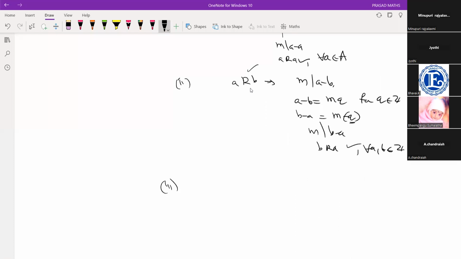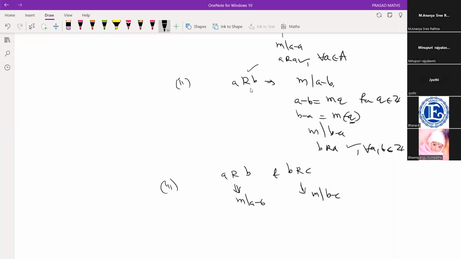So what is meant by transitive? We take A is related to B, B is related to C. Automatically, what does this mean? M divides A minus B. Similarly, M divides B minus C. What does that mean?